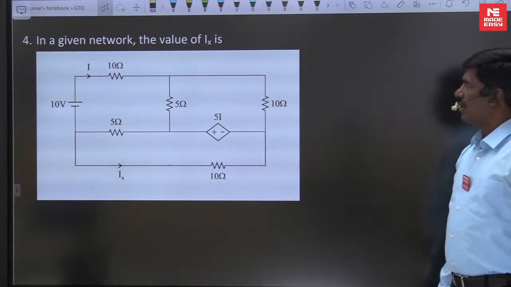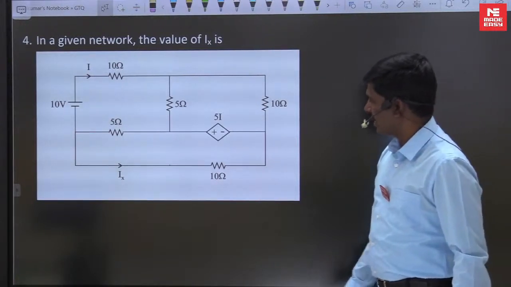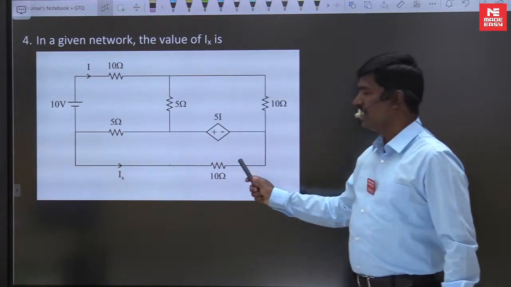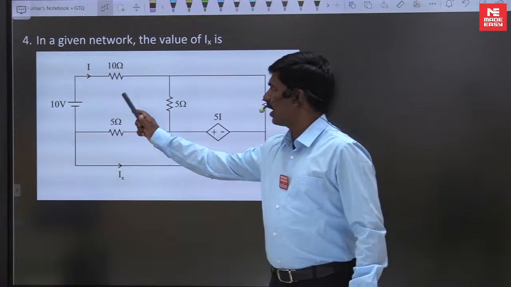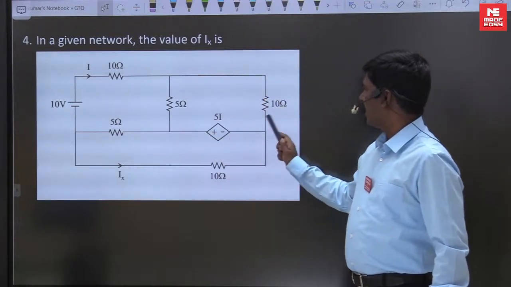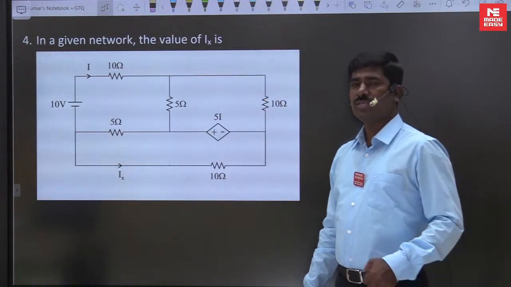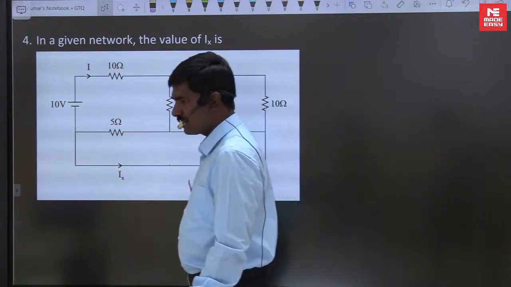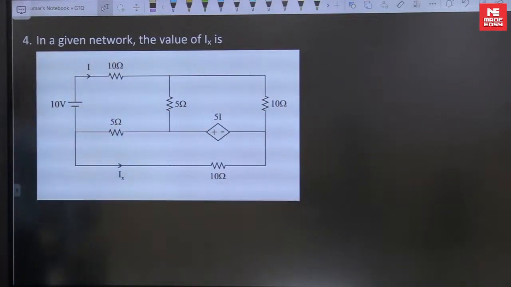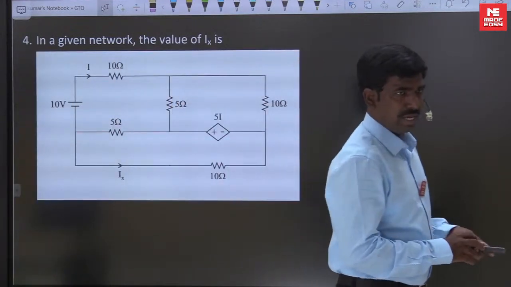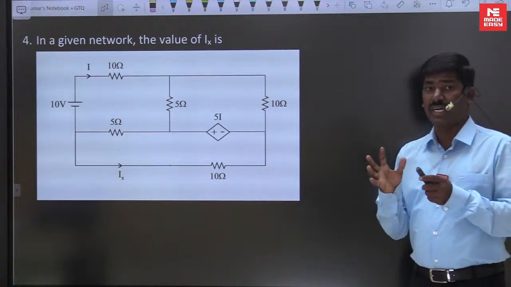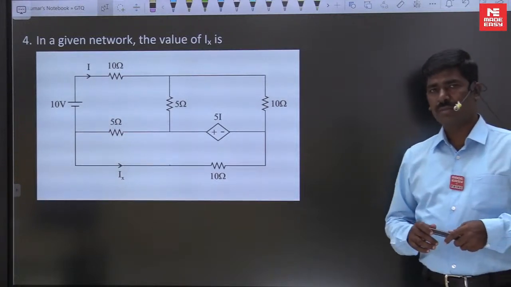In the given network, find the value of Ix, where Ix is the current through the 10 ohm resistance. Here 10 volts, 10 ohms, 5 ohms, 5 ohms, 5I, 10 ohms. Find the Ix value. I will give you 2 minutes. Please give an answer now, right or wrong, first attempt. The question is important.